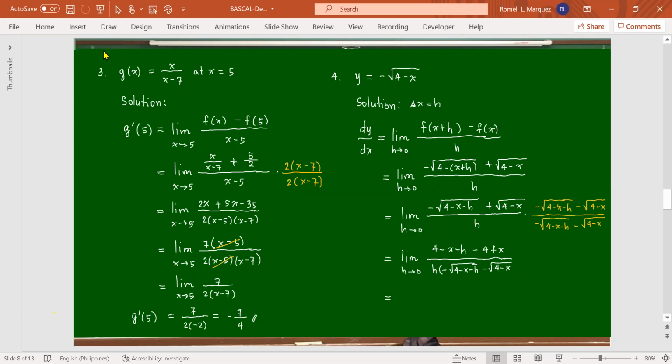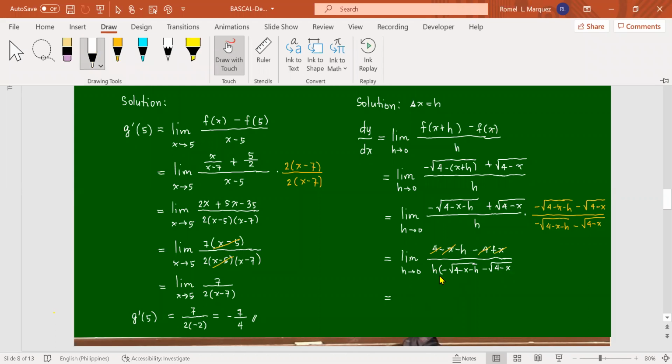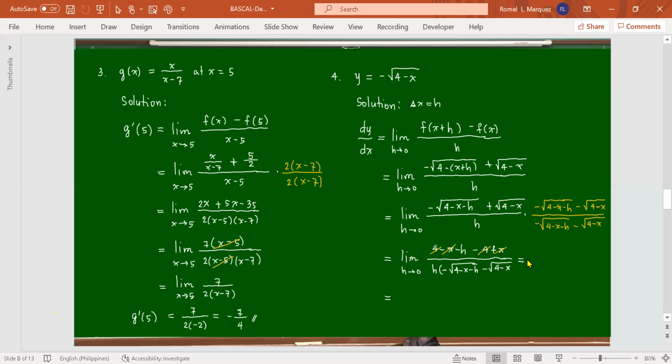What is now cancelled here? 4, negative 4, x, negative x, no? What is left, guys? h. Wala na rin, cancel na rin. So ano nang natira, guys?